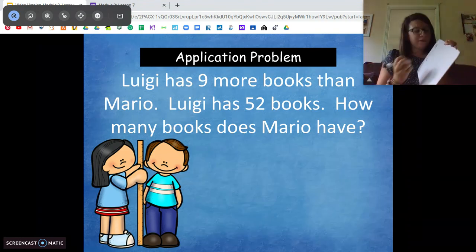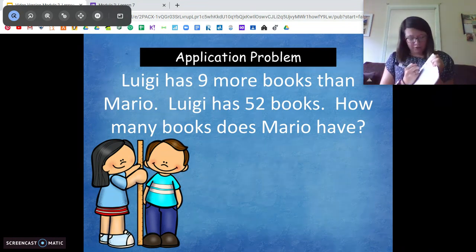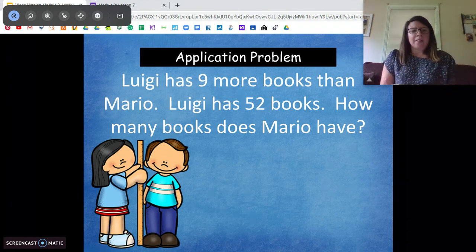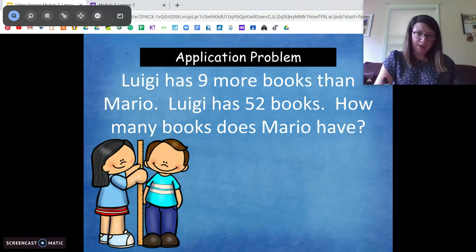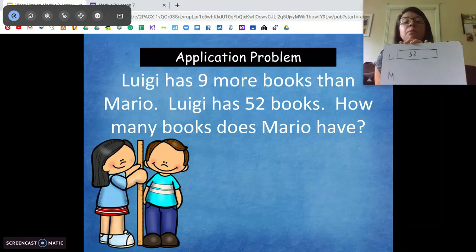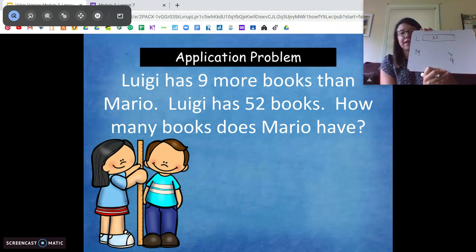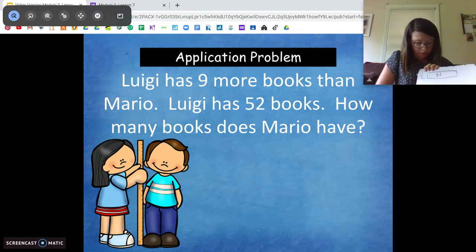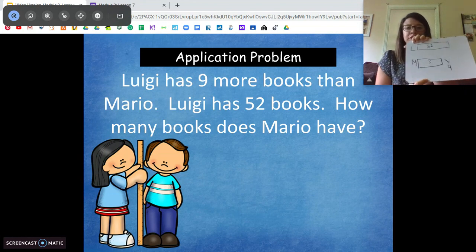Now, I'm going to do that the way I had it before. L for Luigi, M for Mario. Luigi has 52 books. So I'm going to draw a big square for 52. Luigi has 9 more books than Mario. So Mario has less books than Luigi. So he has 9 more. So I'm going to do that little sign there. And then these will be Mario's books. Do we know how many books Mario has? Nope. So I'm going to put a question mark.